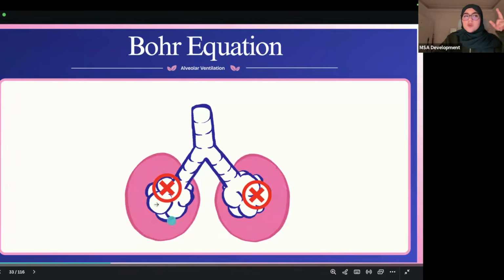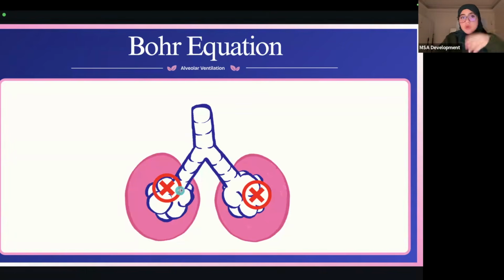Pathological dead space is when the alveoli have an issue with gas exchange. So down here, there's an issue, it's not exchanging gas to its fullest extent. And physiological dead space is the combination of anatomical dead space and this pathological alveolar dead space. To calculate that, you use Bohr's equation.